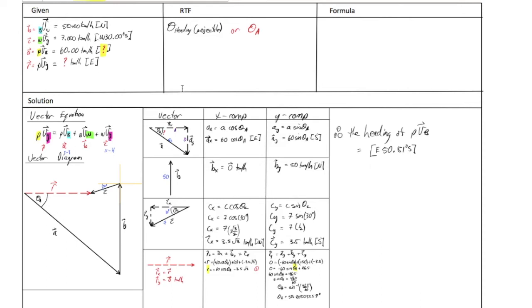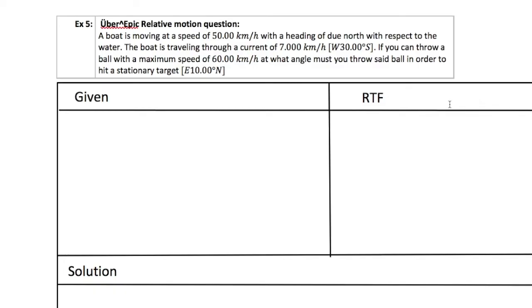Our next sample problem, however, adds a shockingly significant layer of complexity with what appears to be just a very trivial minor change. So that one's coming up next. Example 5. This is what I refer to as the Uber to the epic relative motion question. Despite the ridiculous title, it's a pretty good question because of the unexpected difficulty with it. So let's just take a quick look.